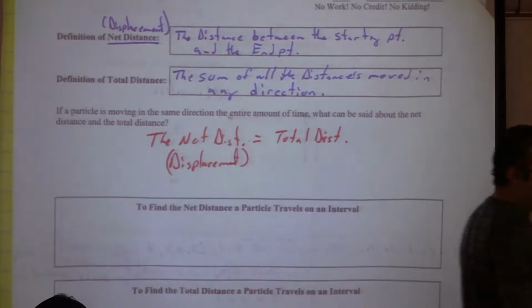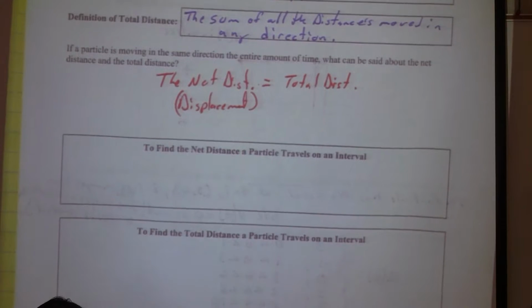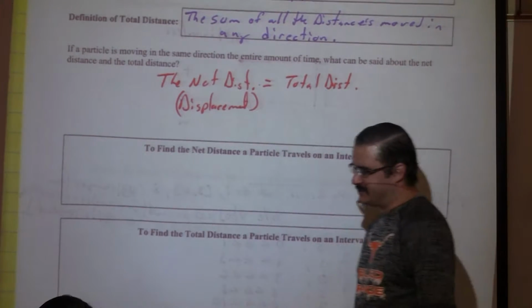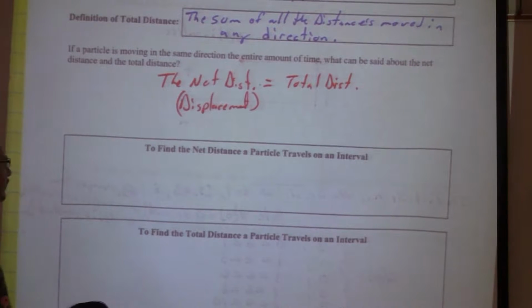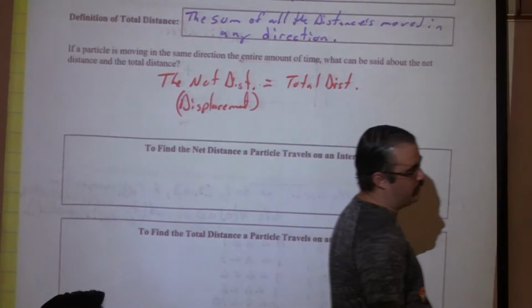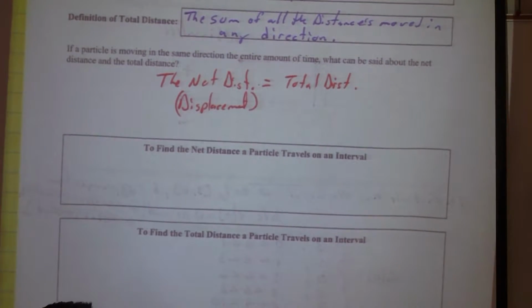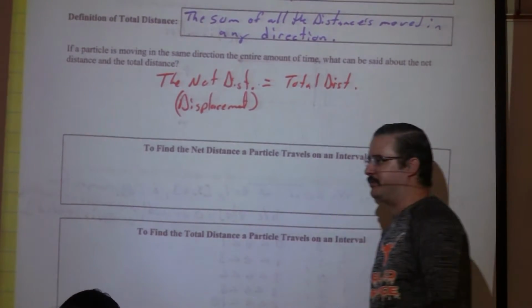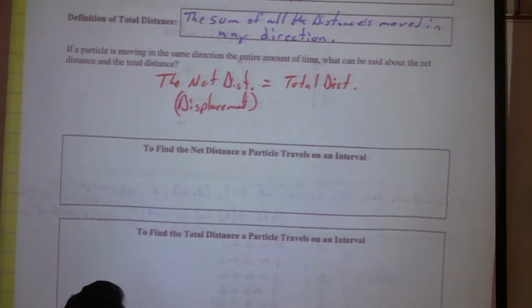Here we go. So we're gonna go ahead and continue talking about net distance or displacement and total distance, okay? The formulas that I'm gonna give you here will work as long as they provide you with the position function, okay? Most of the time on the test, they might not provide you with the position function, but sometimes they do, and you need to know how to work with it, okay?